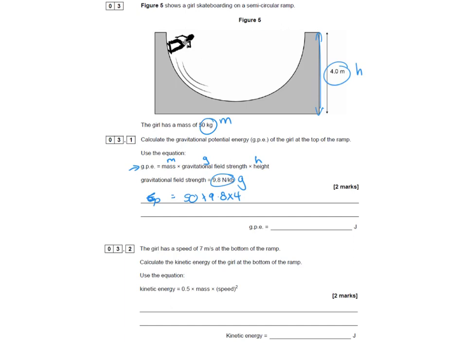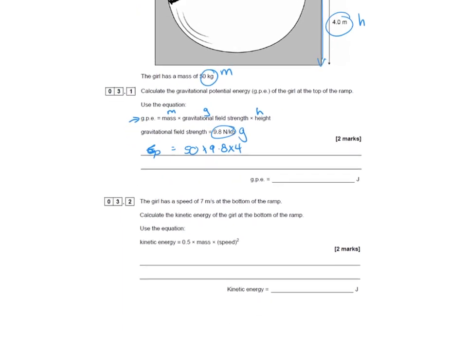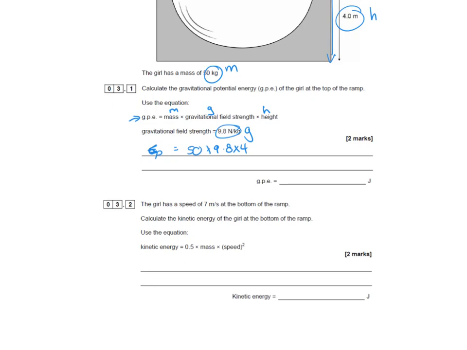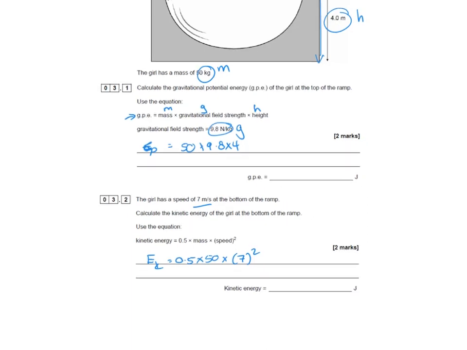And it also is asking you to calculate the kinetic energy of the girl at the bottom of the ramp. It says the girl has a speed of 7 meters per second at the bottom of the ramp. You calculate the kinetic energy of the girl at the bottom of the ramp. So we already know that her mass is 50 kilograms and we know her speed now is 7. So all I have to do is just simply put my numbers in. 0.5 times 50 kilograms times the speed, which is 7, but it's squared, the speed. Just place that in the calculator and you should get your answers.